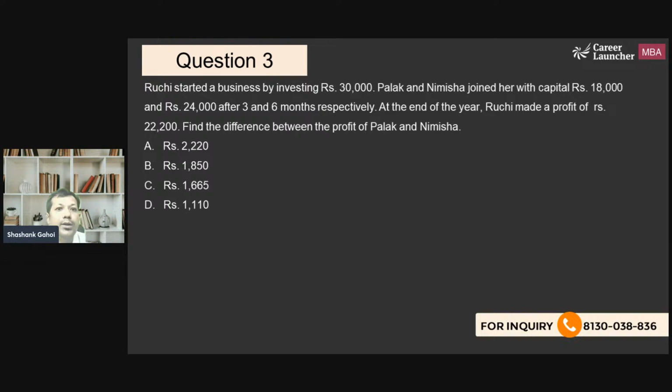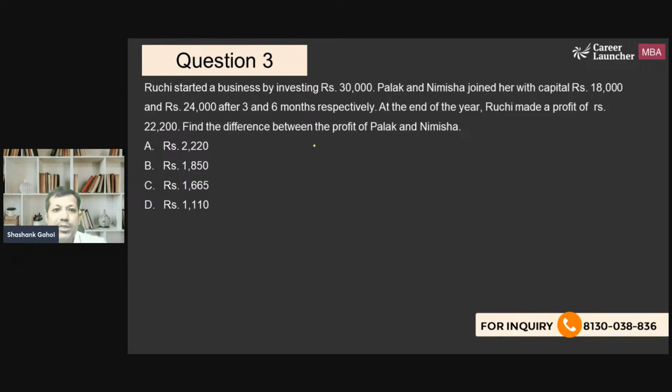Palak and Nimisha joined her with a capital of 18,000 and 24,000 after 3 and 6 months respectively. Okay, so Ruchi's profit is this much. Find the difference of profit between Palak and Nimisha. Okay, fair enough. So how do we calculate these things? This is a question of partnership. Even the previous question was of partnership.